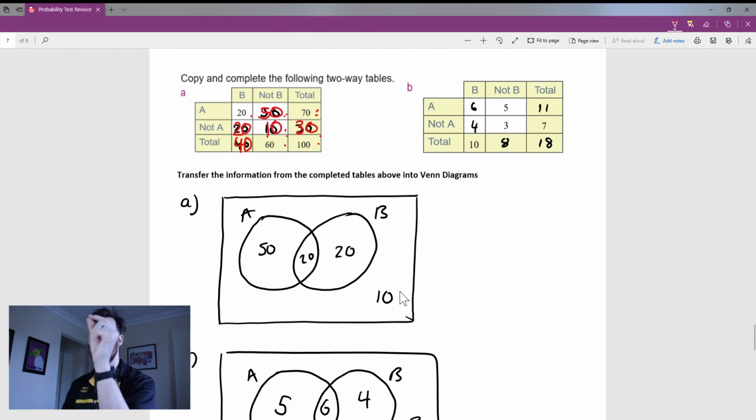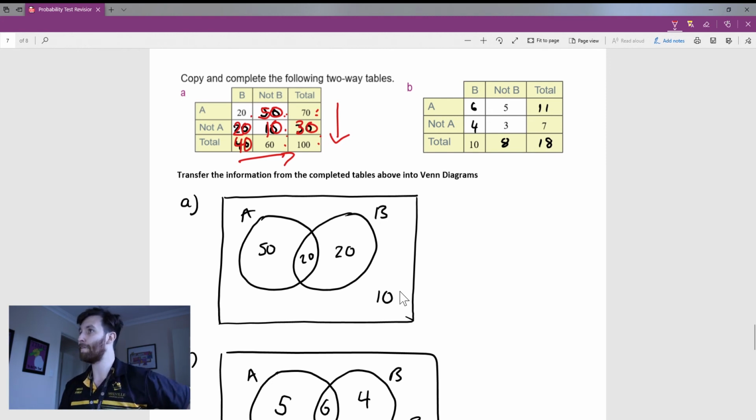So for that one, you're making sure you're basically filling out the little bits of information that you can, and eventually you'll have every missing piece of information. What you can do then is check each row and each column to make sure that they add up to what's at the end in the total section, and also make sure your grand totals add up to give you the right amount at the end as well.